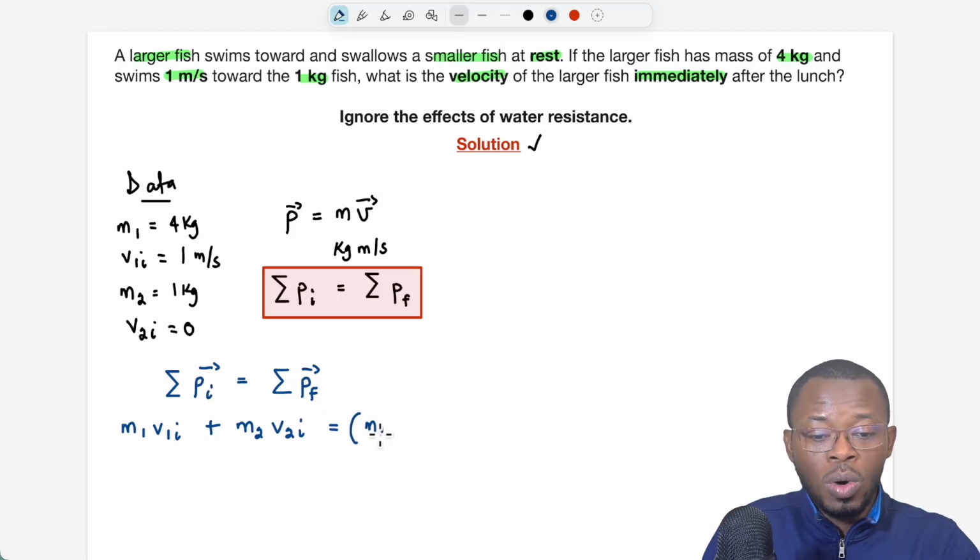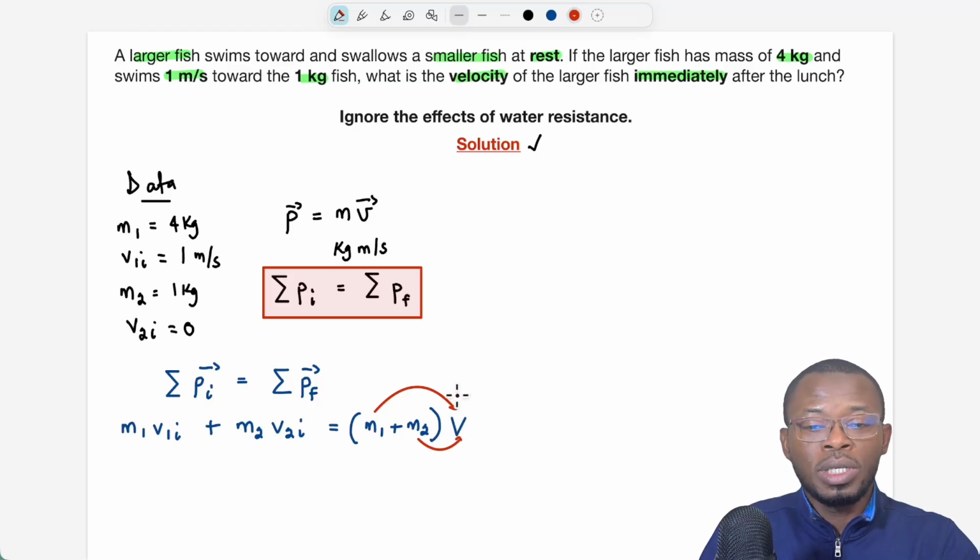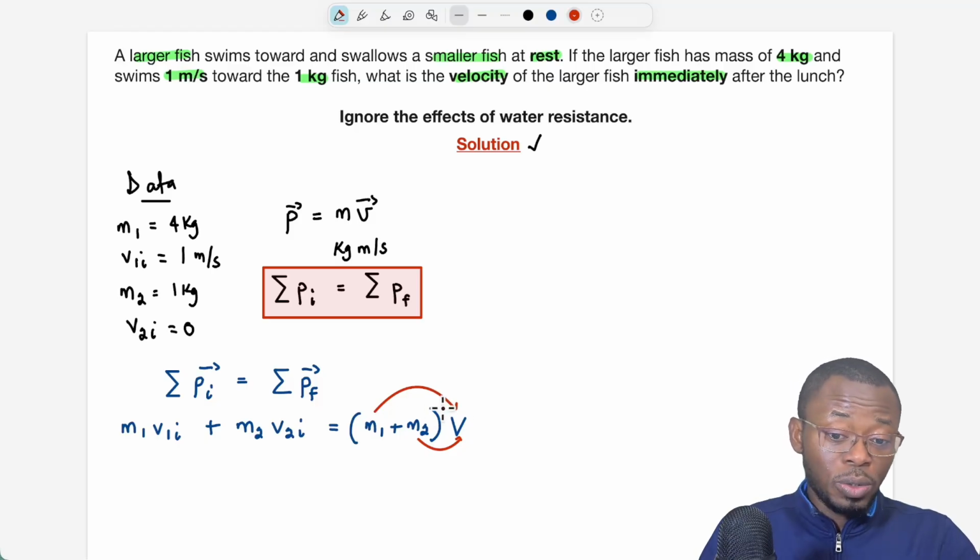So we can have M1 plus M2, and then immediately after the swallowing, the larger fish is going to move with the smaller fish inside it, so they have a common velocity. So let's represent that as V. We can expand that to have their individual momenta. That is going to be M1 times that common velocity immediately after the swallowing, and also M2 times that same velocity, because now they are a unit. So we can factorize the V out, so that is why we have this expression here.